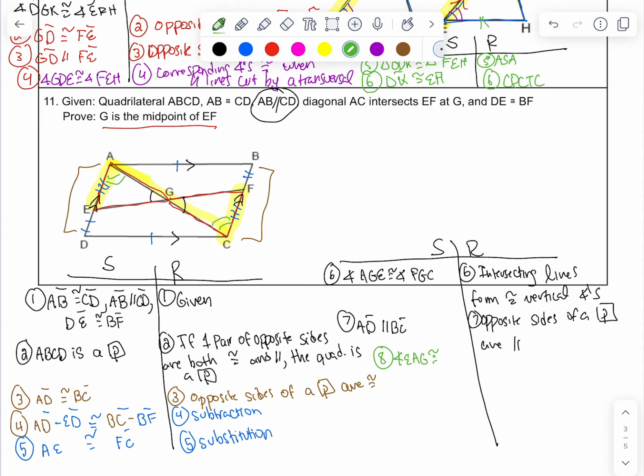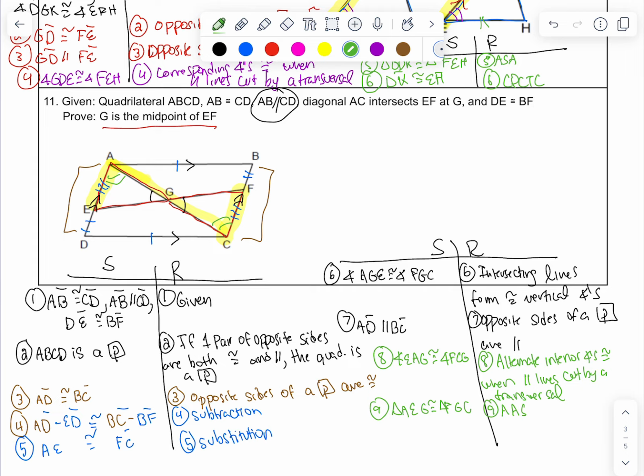So that's angle EAG. And I'll name this one FCG. And I'm going to put here alternate interior angles are congruent when parallel lines are cut by a transversal. And now I have enough information to state the triangles are congruent. And that is by angle, angle, side.